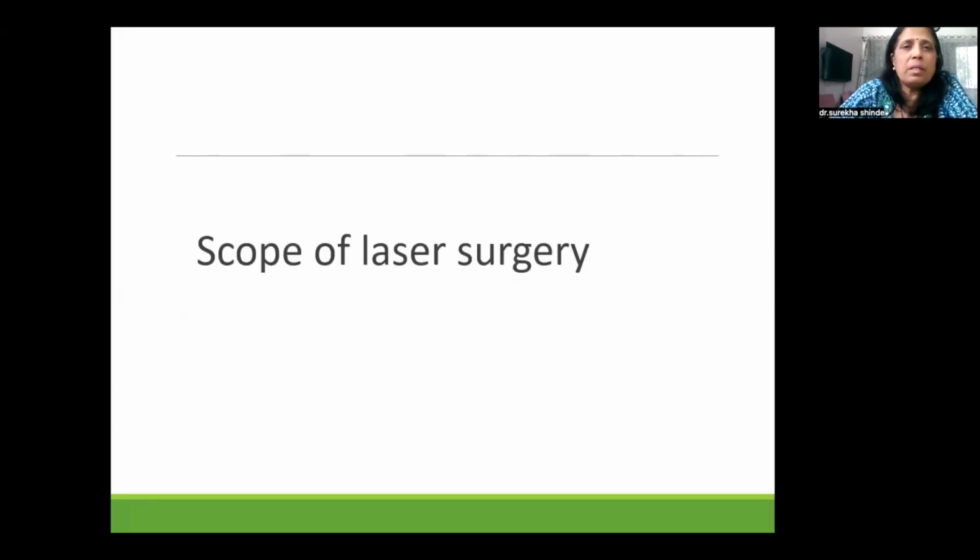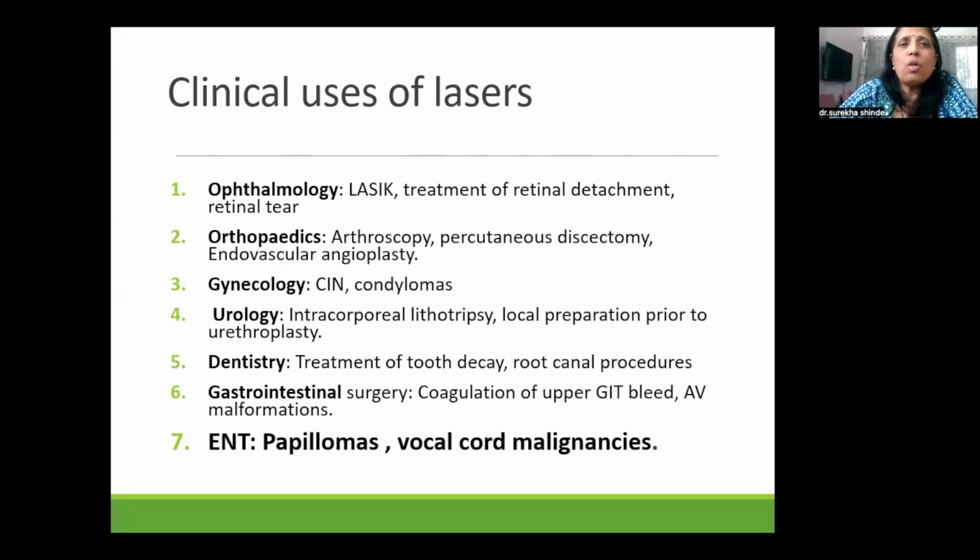Laser surgery is used in clinical practice almost everywhere: in ophthalmology, orthopedics, urology, dentistry, GI surgery. But for us, being anesthetists, ENT surgery tops the list. We will be focusing more on ENT surgeries because that's where we share our airway with the surgeon. And of course, not to forget dermatology, where beautification is done by most lasers.